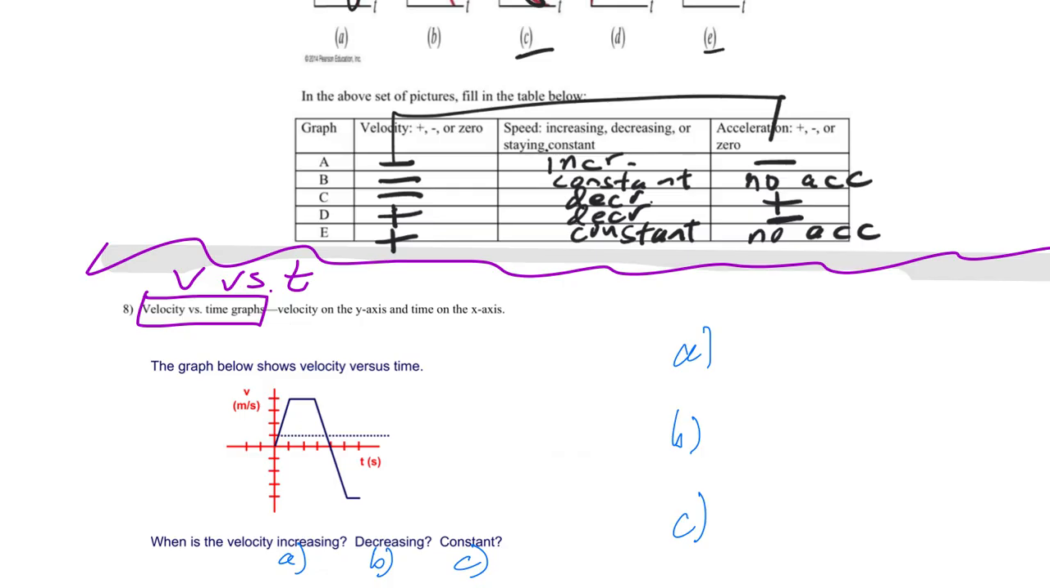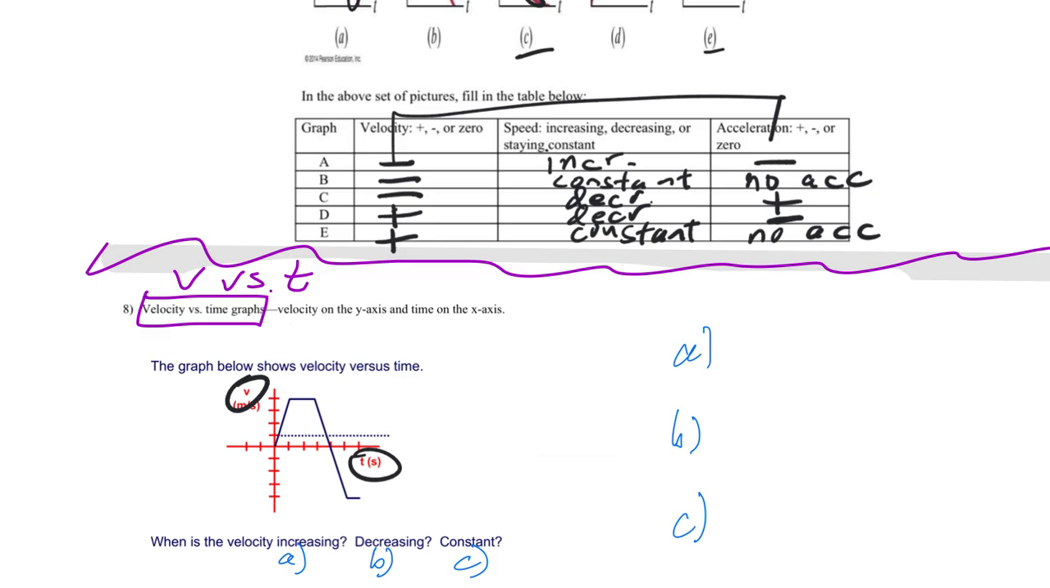Okay, the second type of motion graph that we're going to talk about that you need to learn is velocity versus time graphs. So you have velocity on the y-axis, and again you have time on the x-axis. Now, you've got to keep what these graphs mean separate from what the displacement versus time graphs mean. So that's going to take a little bit of time. Okay, so let's look at this first graph. When is the velocity increasing?